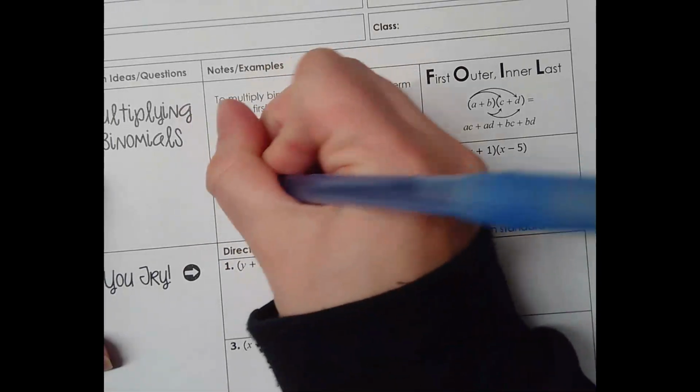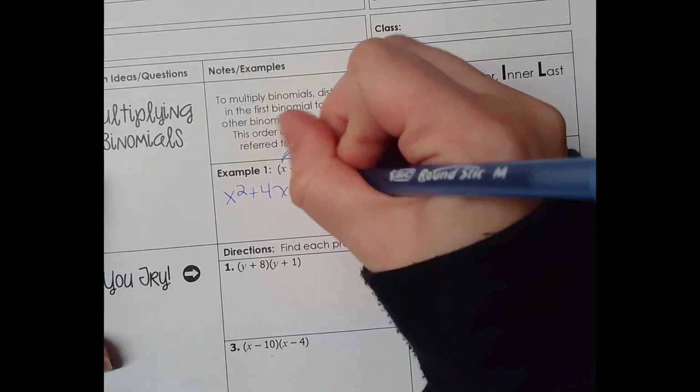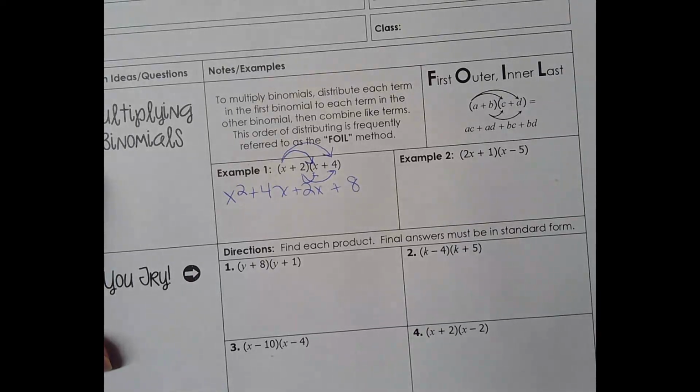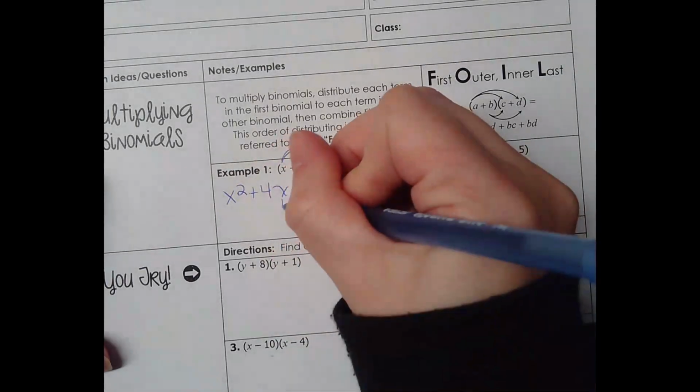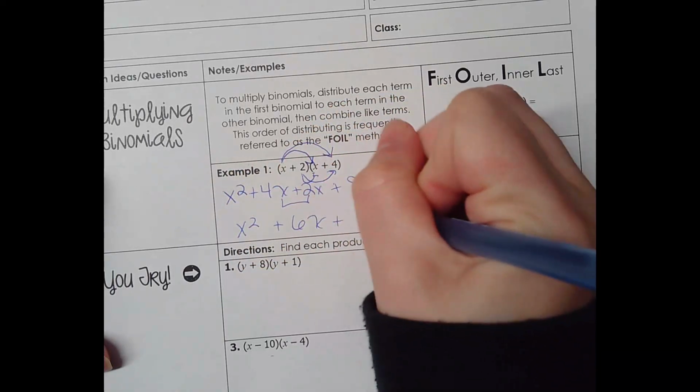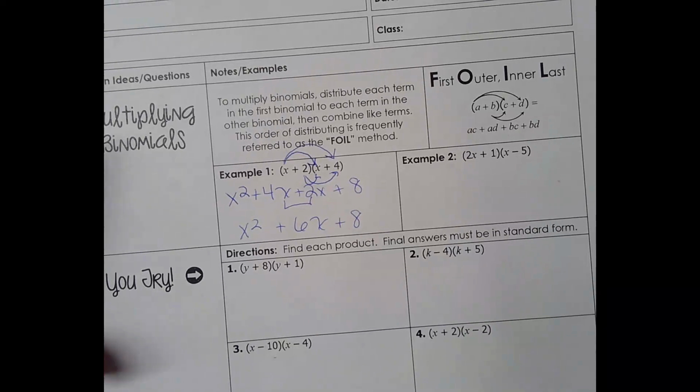So first, x times x is always x squared. Outer, x times 4 is 4x. Inner, 2x. Last, 2 times 4 is 8. And remember, the two things in the middle do need to be combined, so it's really x squared plus 6x plus 8. All right, so that would be our final answer.